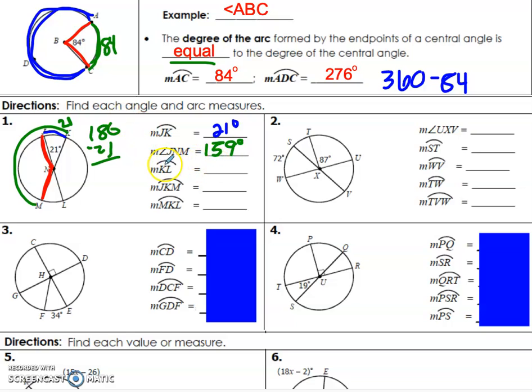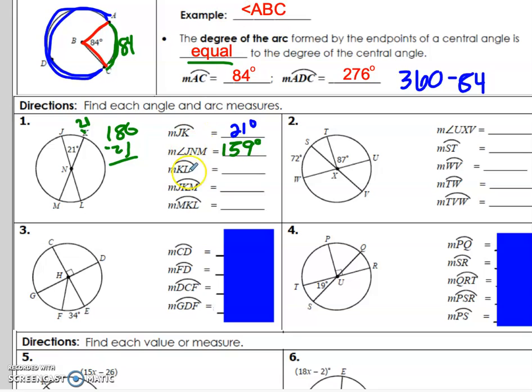Now let's look over here at measure of KL. Let me erase some things. So KL is a minor arc because it's 2 letters, and that would be from here to here. So again, I'm going to use my knowledge of a semicircle. And so if this outside arc is 21, 180 minus 21 is going to be the same thing, 159. So basically what I figured out is vertical angles are going to be true in this case. So these two are both 159 degrees.